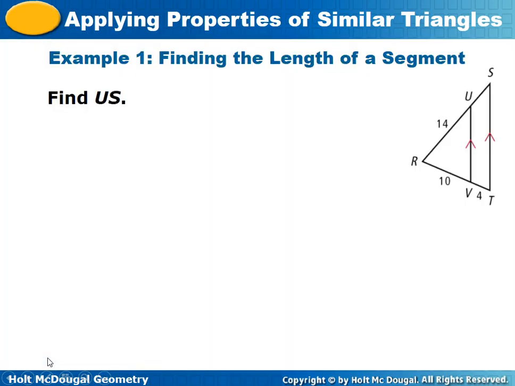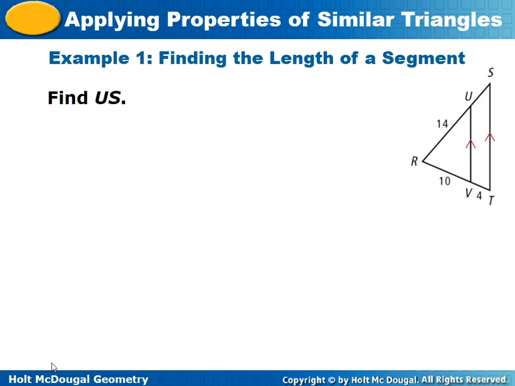Here we're going to find US. There's a couple ways we can do this. We can put RU over US and set that equal to RV over VT, or we can do it exactly the way it looks in our drawing, which would be basically the 14 over the 10, RU over RV, and then US over the 4. A lot of times when I teach this, I tell kids to look at it that way because you can literally see part over part equals part over part.